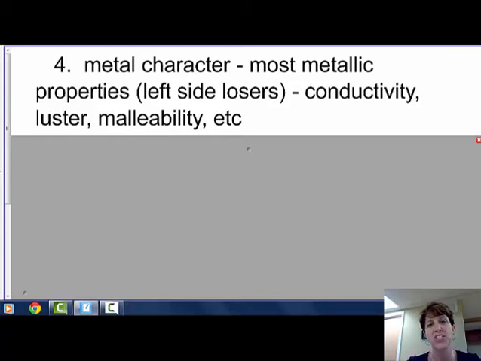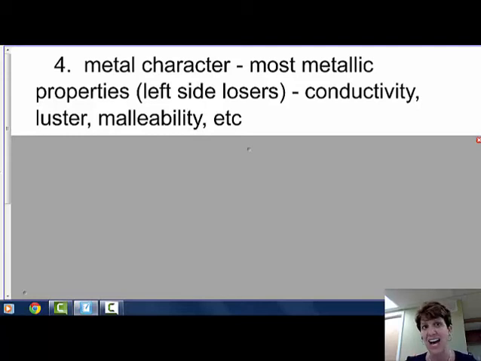So the first one, metal character. Where is the most metal? The left side losers. And the more able it is to lose an electron, the more metallic it is. So if you think of the periodic table, you want to go all the way to the left side and down. The ones with the big radius that have very few valence electrons are the best metals. They lose their electrons easiest.